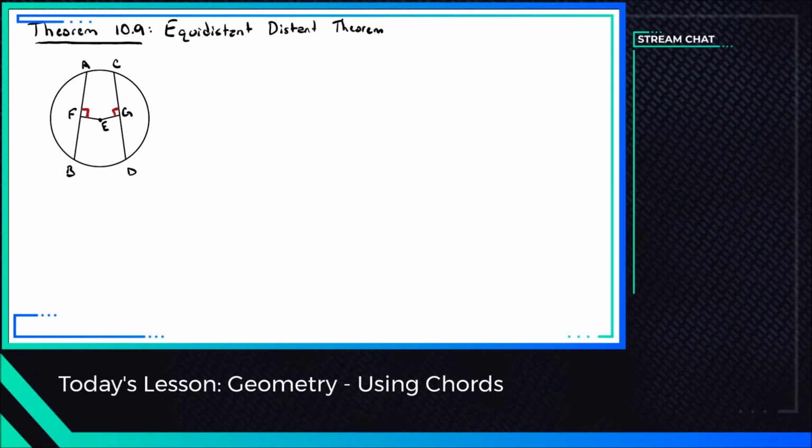So what this says is the following. AB, that chord on the left, is congruent to CD, the chord on the right, if and only if EF is congruent to EG. So we will put those in right there. They're the same distance from the center, so they must be congruent.